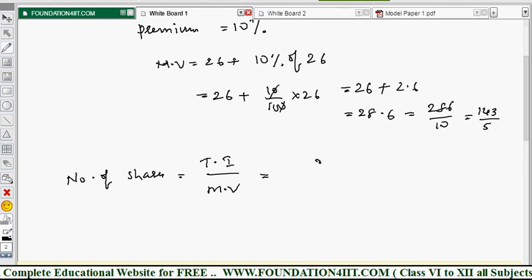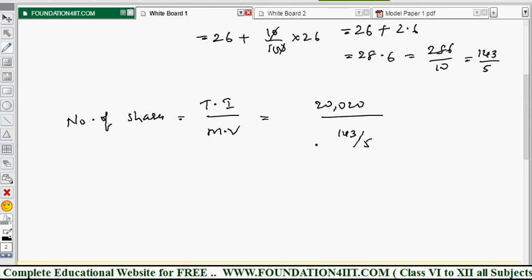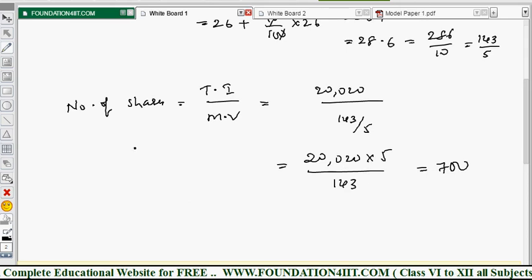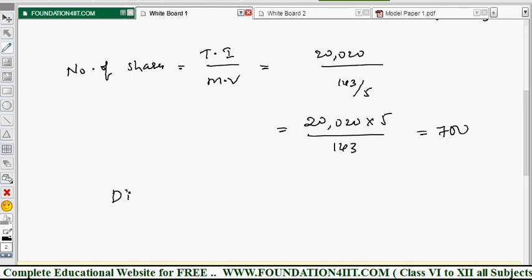Total investment is 20,020 and market value is 143 by 5. Then you can simplify. This is 20,020 into 5 by 143. If you do the calculation, you get 700, as 143 can cancel in this. 700 is the number of shares, and the dividend is given, that is 15%.